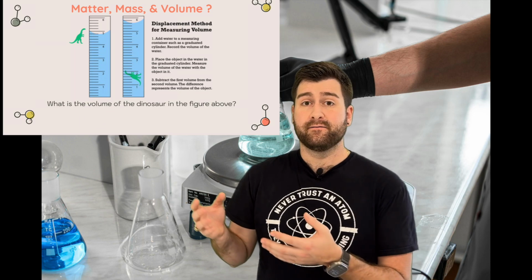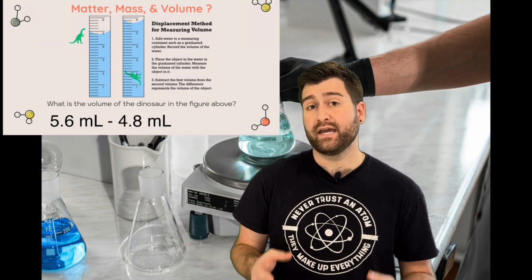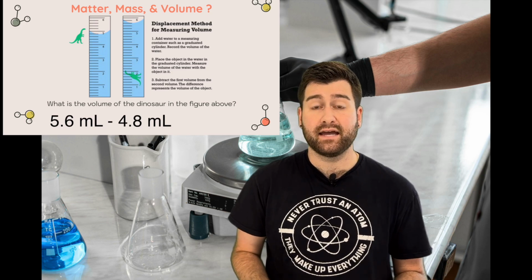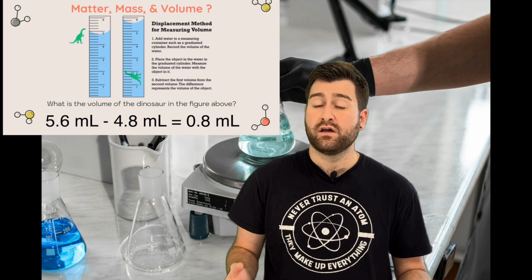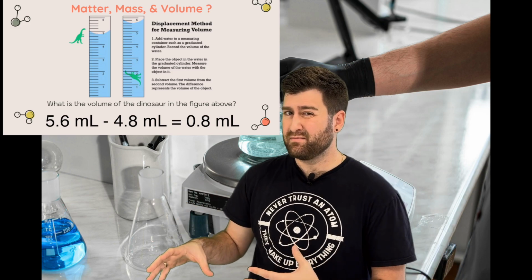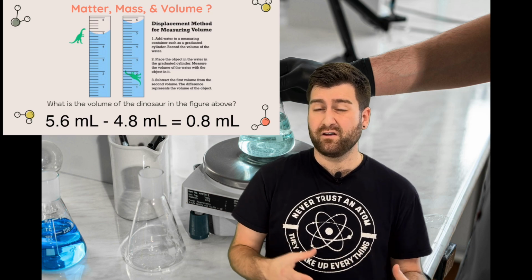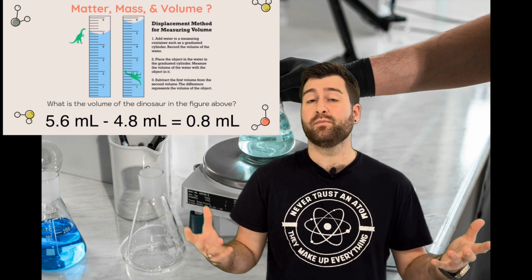If we take 5.6 milliliters and subtract out the 4.8 milliliters that we originally had, we get the end result of 0.8 milliliters. So, even though the dinosaur is not a liquid, with the displacement method we use liquids, so the volume of the irregularly shaped solid, the volume of the dinosaur, is 0.8 milliliters.